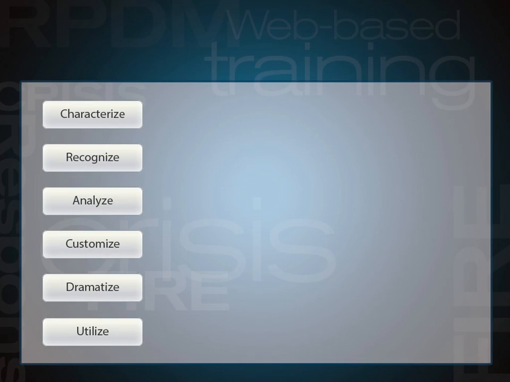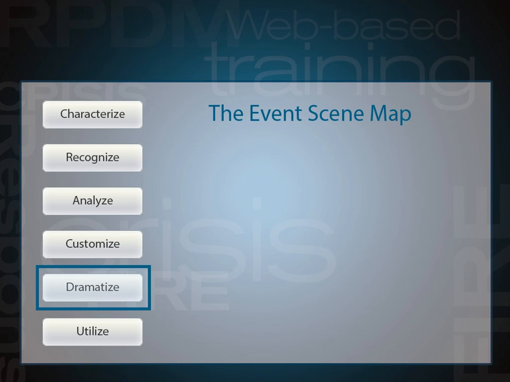In this module, we'll learn how to customize the event scene map on the Dramatize page. We'll learn about the features of the map and how to use them.